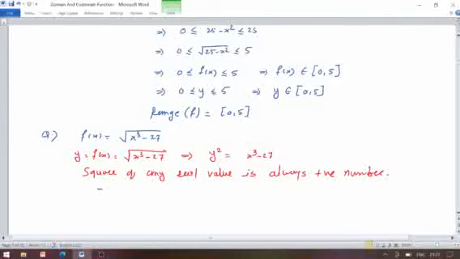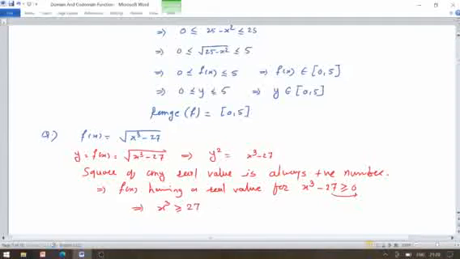So that implies f of x having a real value requires x cube minus 27 to be greater than or equal to 0. So now that implies, after shifting the minus 27 from the LHS to the RHS of the inequation, we get x cube is greater than or equal to 27. The 27 is the perfect cube of 3. So after taking the cube root on both sides of the given inequality, we get x should be greater than or equal to 3.